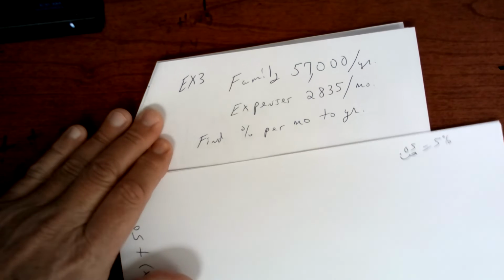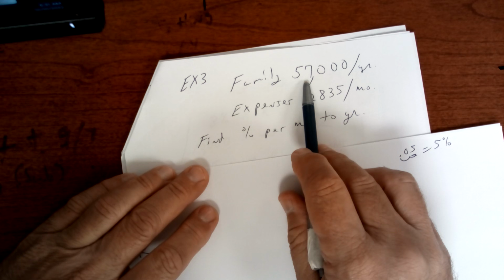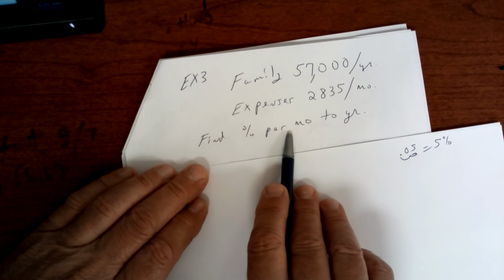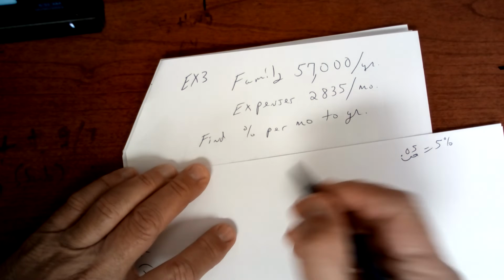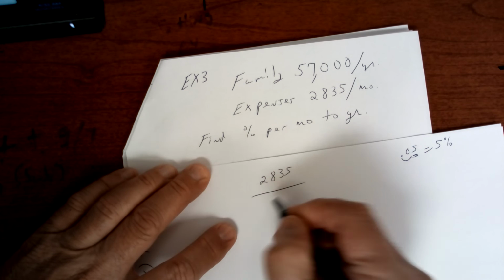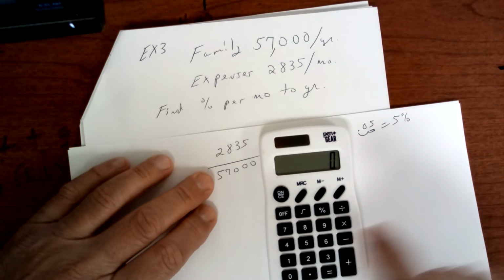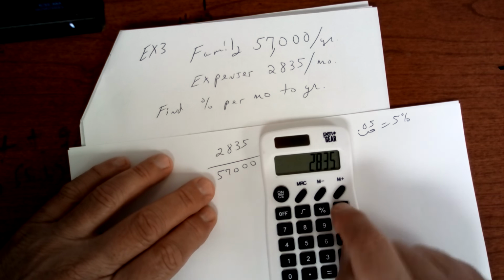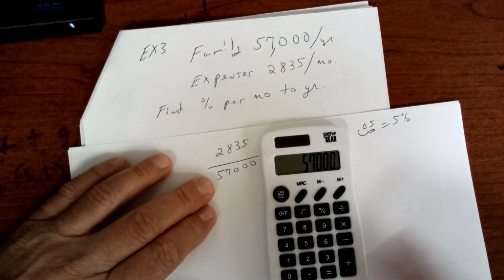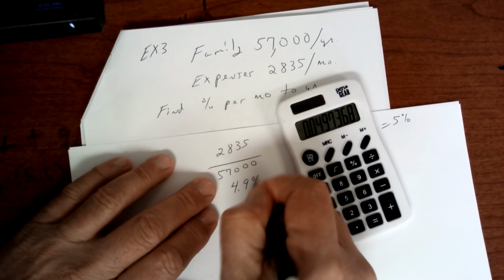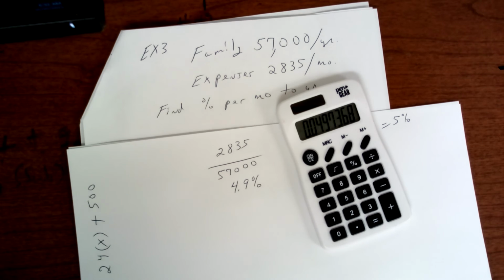All right, one more. This one right here, your family makes $57,000 a year. Your monthly expenses are that. What's the percent of the monthly expenses as compared to the yearly salary? Well, you would take 2835 divided by 57,000. Let's see what that is. 2835 divided by 57,000. That is 4.9%. So 4.9%, about a nickel of every dollar you make, goes for your monthly expenses.